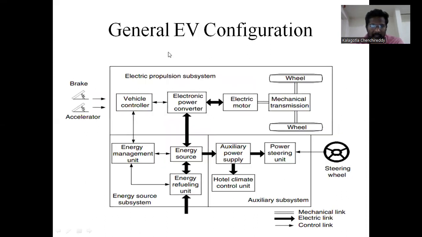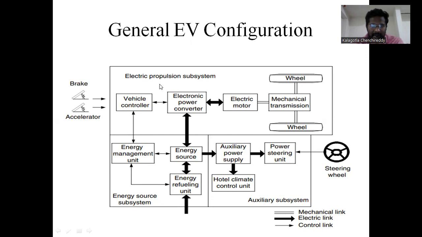Next, this is the general electrical vehicle configuration. This is the circuit diagram. In the circuit diagram, there are mainly three subsystems. The first subsystem is the electrical propulsion subsystem. The second subsystem is the energy source subsystem. The third subsystem is the auxiliary subsystem.